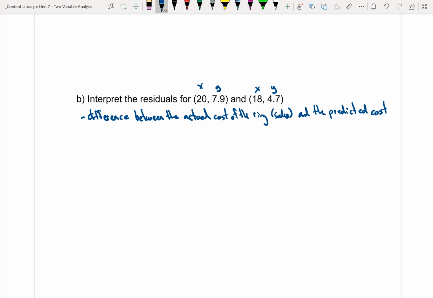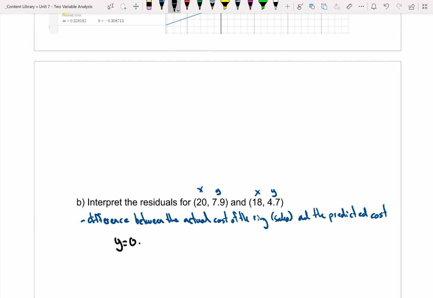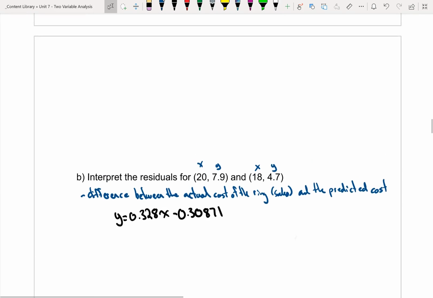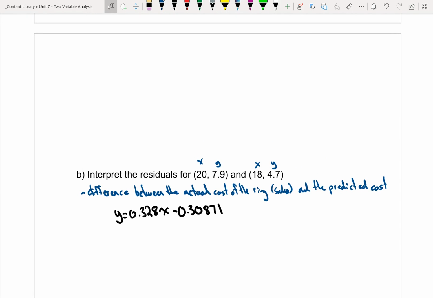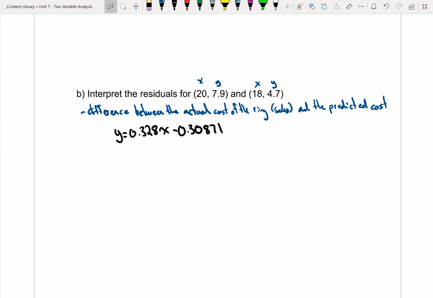So these are the actual values. What we need to do is determine the predicted cost. And what we're going to use, if we go back, is our linear regression, y equals 0.328x minus 0.30871. So we're just using the m and the b value from Desmos to come up with the actual linear function. And now we're going to find the predicted value.